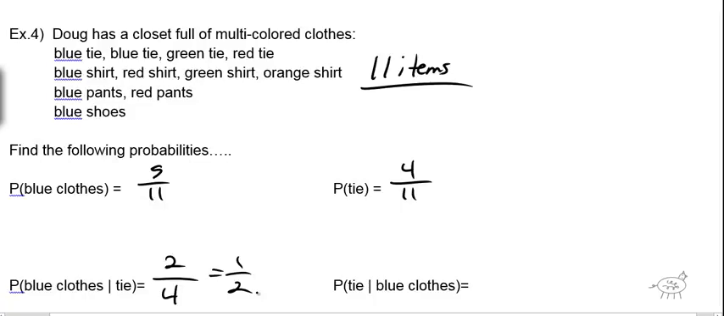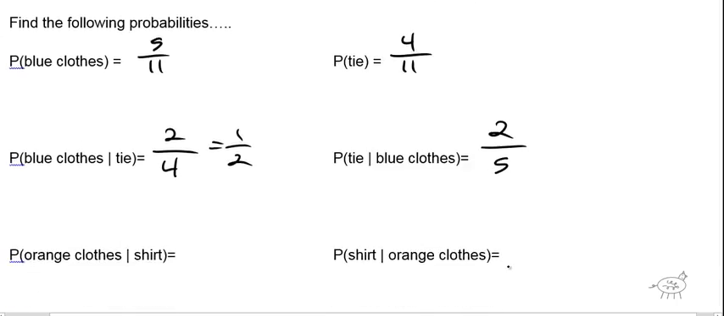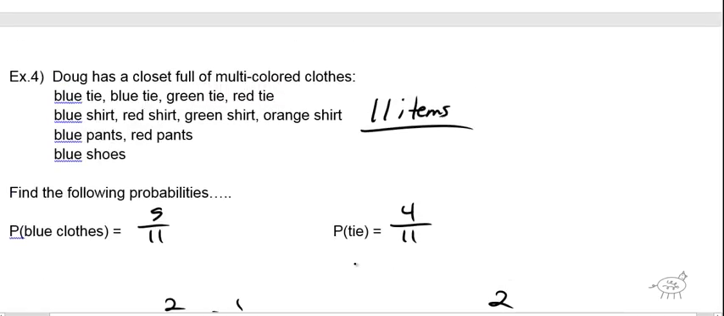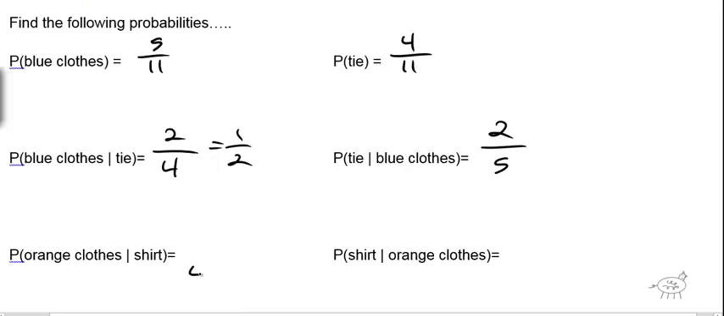Okay, the next one. What's the probability it's a tie given it's blue clothes? Well, how many blue clothes are there? 1, 2, 3, 4, 5. There are 5 blue clothes, and how many are ties that are blue? Well, 1, 2. So the answer is 2/5. Okay? Keep going here. The probability it's an orange piece of clothing, given that it's a shirt. Well, how many shirts do I have? 1, 2, 3, 4 shirts. I have a blue, a red, a green, and orange. So there's 4 shirts, and how many of them are orange?